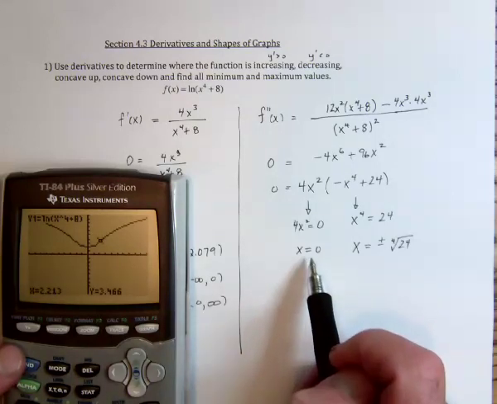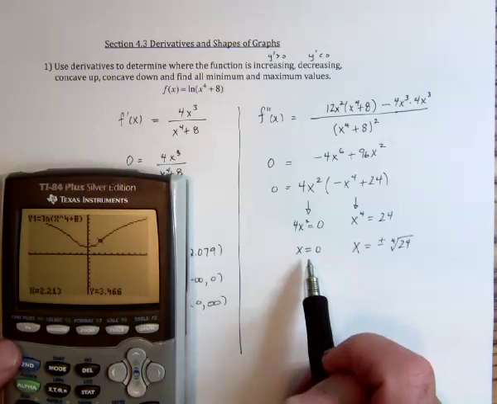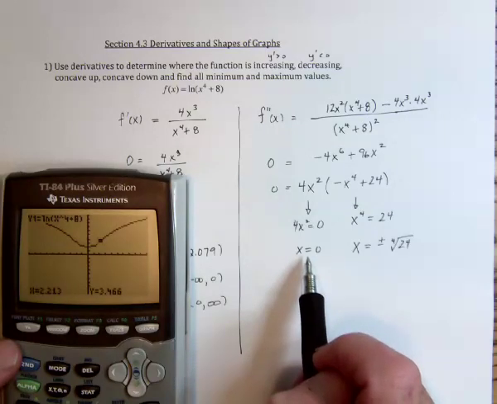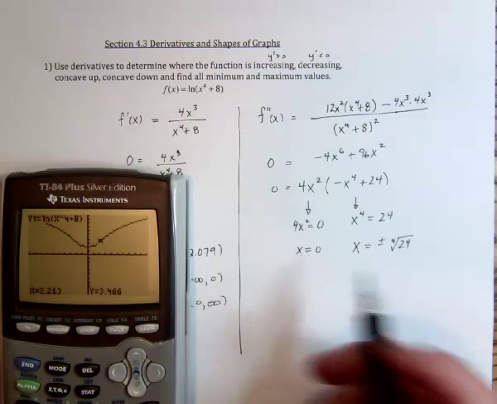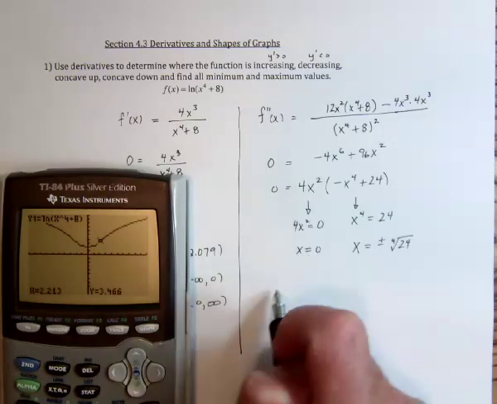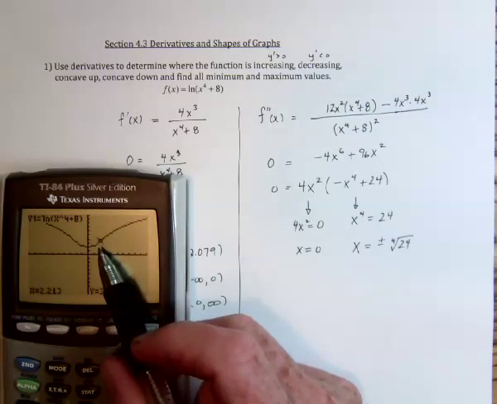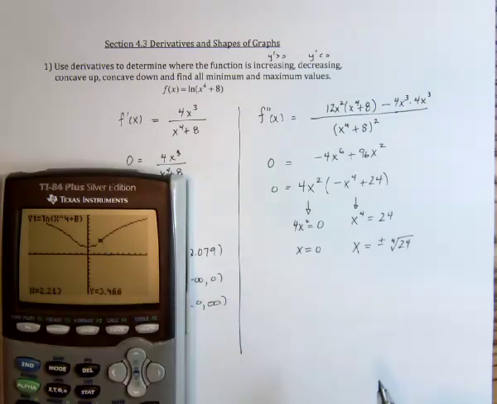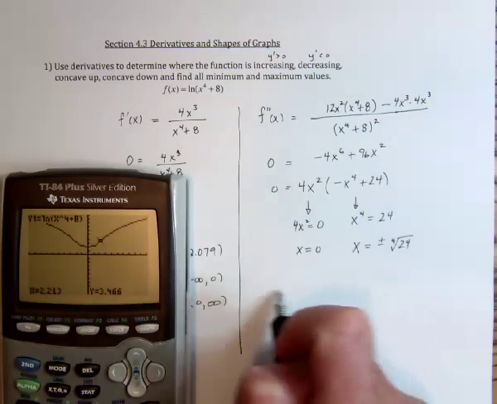Now I also got x equals 0, which is a place where it might change from concave up to concave down, but in here it doesn't really look like it. So what I'm going to do is test it, because the graph cannot always be counted on. So I'm going to test it.